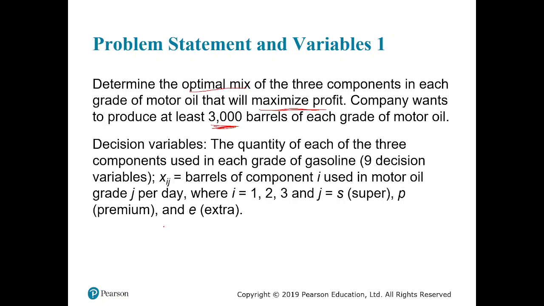So the decision variable can be represented by X, I, and J, where I is component 1, component 2, and component 3, and J is super, premium, and extra. So for example, if you have 1S, this means that this is the composition of component 1 to make super oil. If you have 3P, this is component 3 which is used to mix for premium oil. In total you're going to have 9. So 3 times 3 is 9.